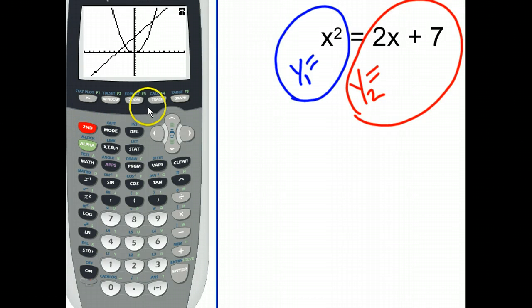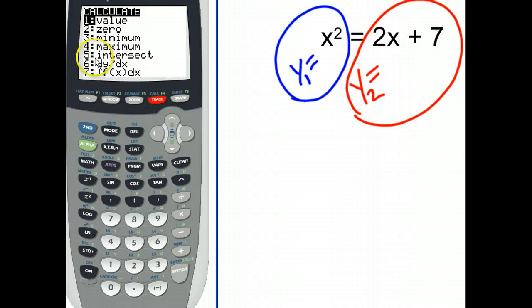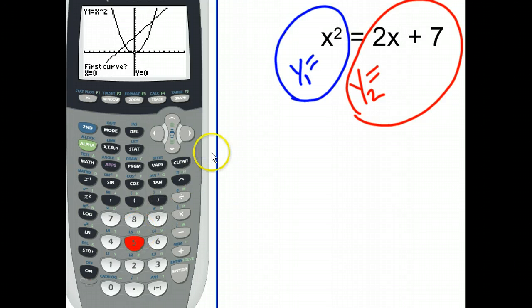I'll go to second, Calc, right above the trace button. And this time I want to go to Intersect, number 5. So again, instead of using the arrow keys, it's quicker to just hit number 5 on your keypad. And notice the prompt. It's asking for what is the first curve that I want to intersect.